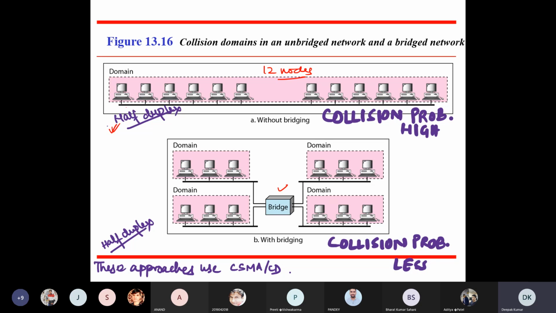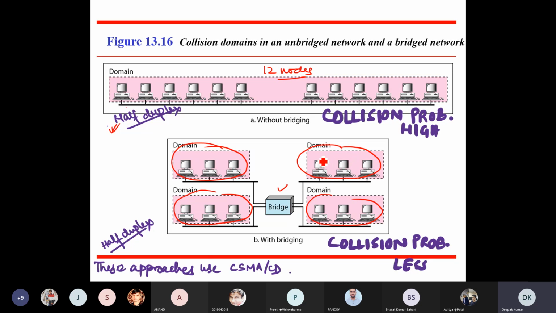But when you reduce the length of the network or the size of each domain, you can see here only 3 nodes are connected in one domain, here also 3. The total 12 nodes are divided into 4 domains and all are connected through a bridge.